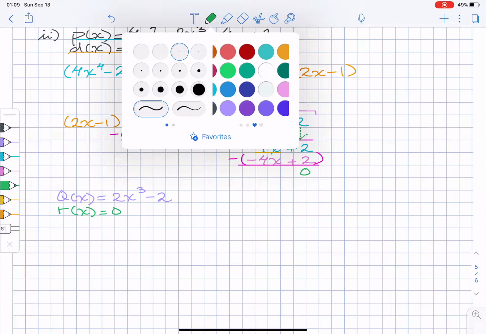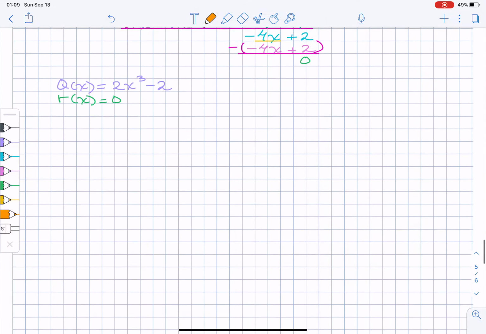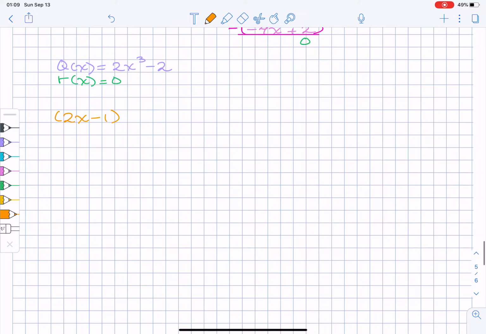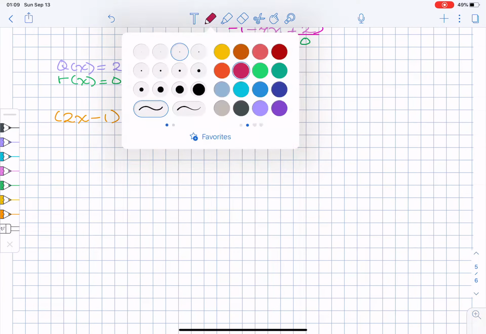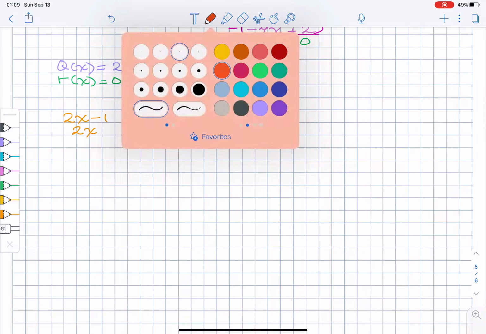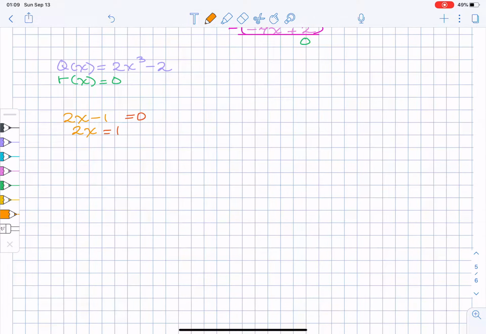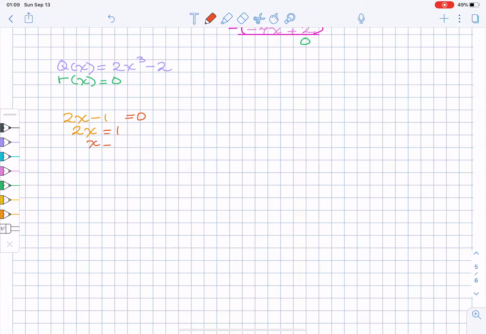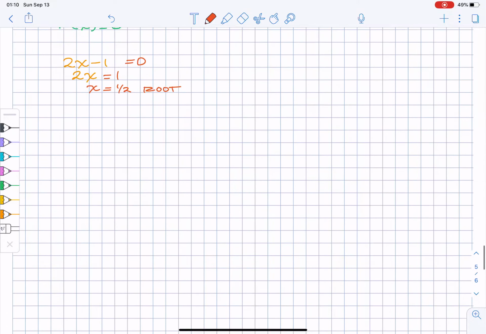So if I have a divisor of 2x minus 1, then what we want to do is set this to 0 to find the root. So I can actually get rid of the parentheses. That means that 2x is equal to 1, which means that x equals 1/2 is the root. 1/2. Okay, see what happens.